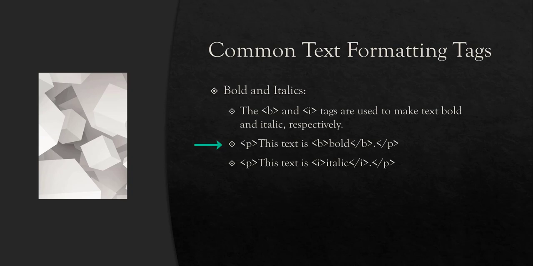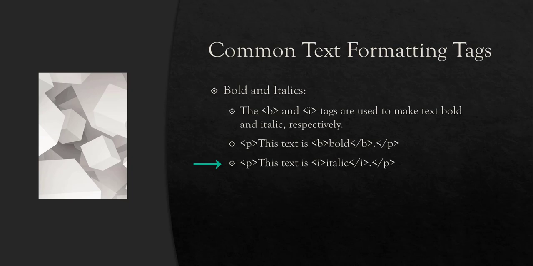In this example, the text bold will be displayed in bold font because it is enclosed within the opening and closing B tags. The I tag is used to make the text within the tag italic. Like the B tag, it is a non-semantic tag used purely for visual effects. Here is an example of how to use the I tag.